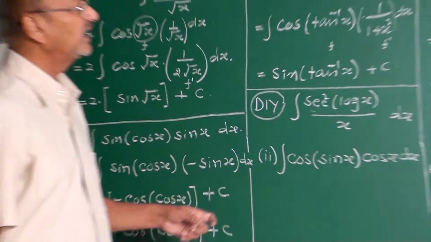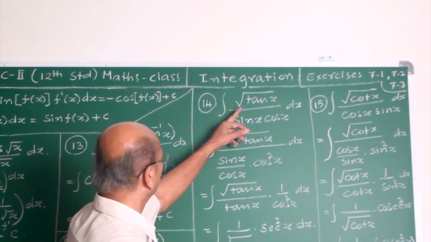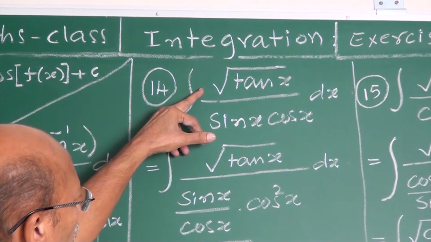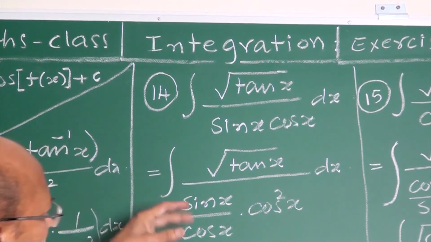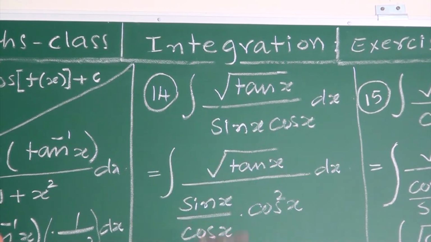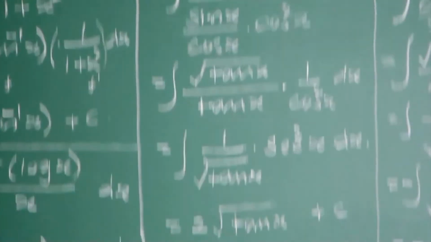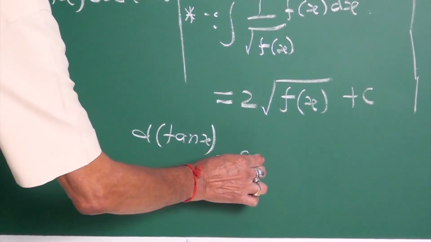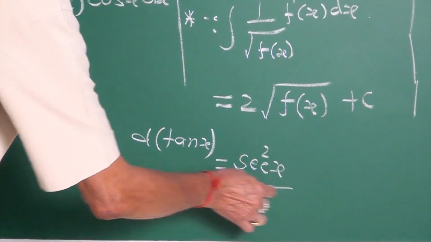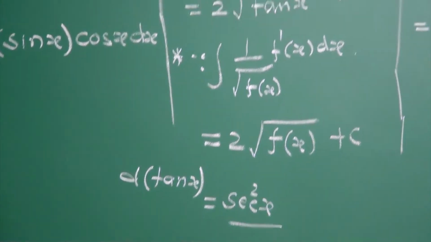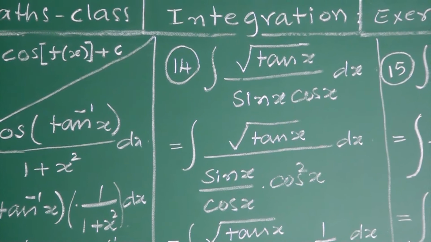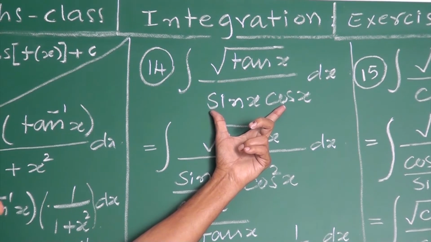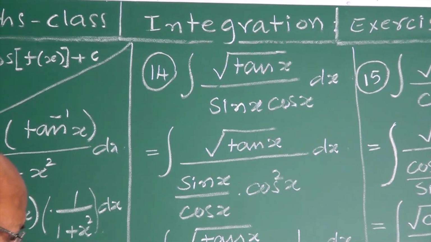Try this. This is the next example under 2 marks. It is a very good example. Integral of root tan x upon sin x cos x dx. Root tan x. What is your adjustment? Sine, cos, you know the derivative of tan x. The derivative of tan x is sec square x. If tan is there, tan needs sec square. But what is given? Sine cos. Therefore, this sine cos must change in terms of tan and sec square.